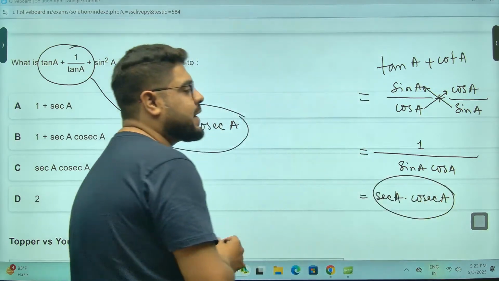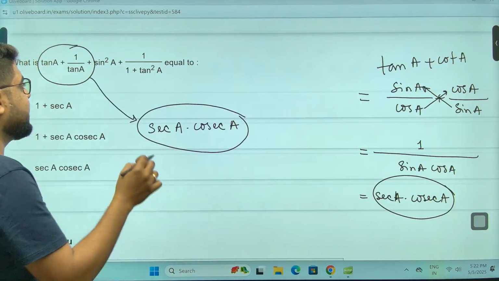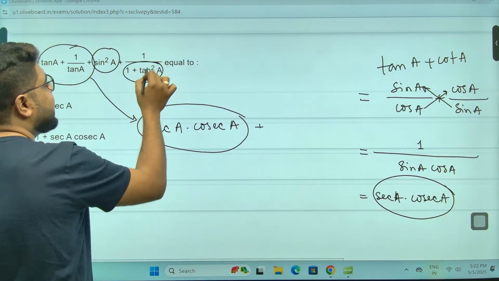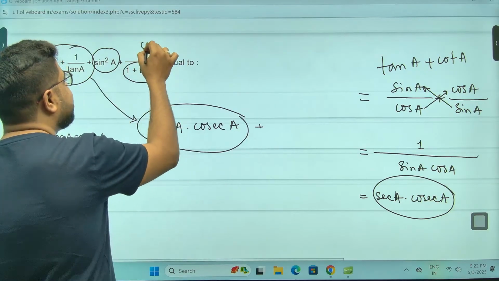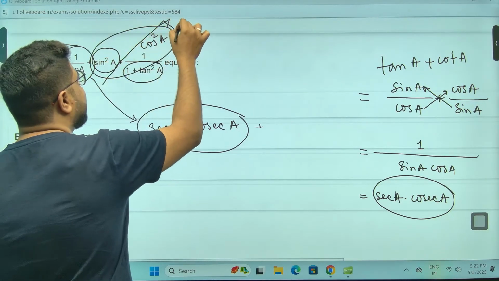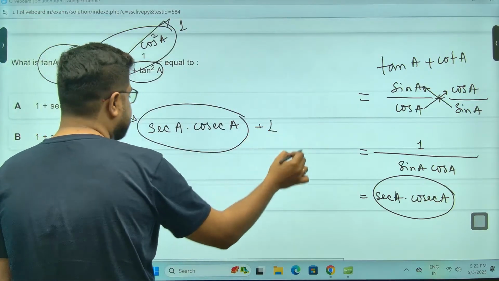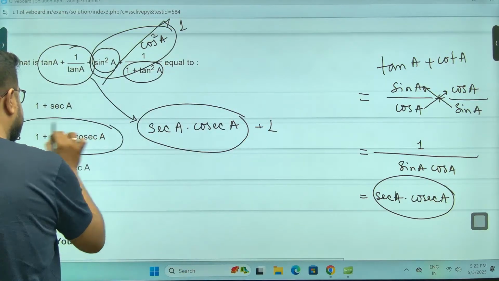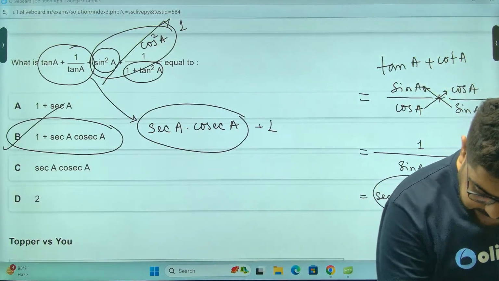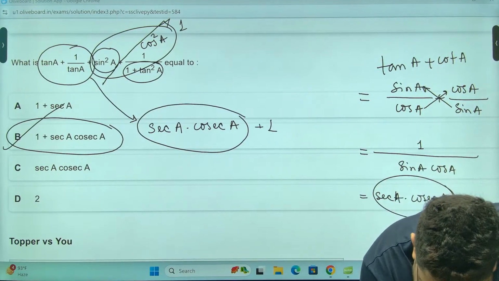That you should be able to write directly. And plus this is sine square A. 1 plus tan square A means sec square A. 1 by sec square A means cos square A. Sine square A plus cos square A, that whole thing is 1, sir. So my answer is this. Option number B, sir. Lakshmi, B is the answer.